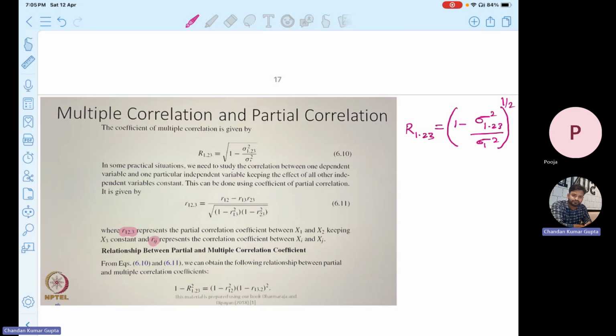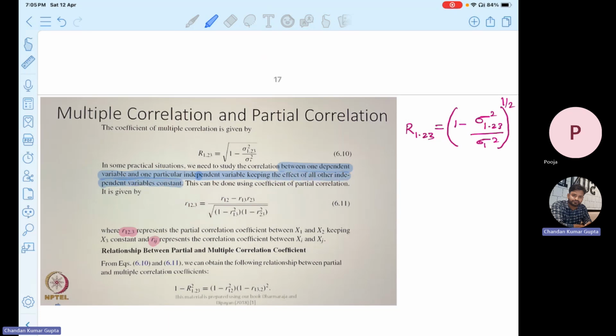In some practical situations, we need to study the correlation between one dependent variable and one particular independent variable, keeping the effect of all other independent variables constant.